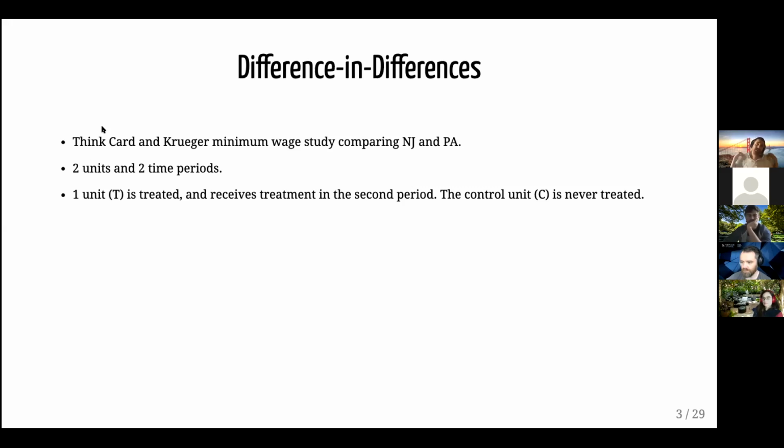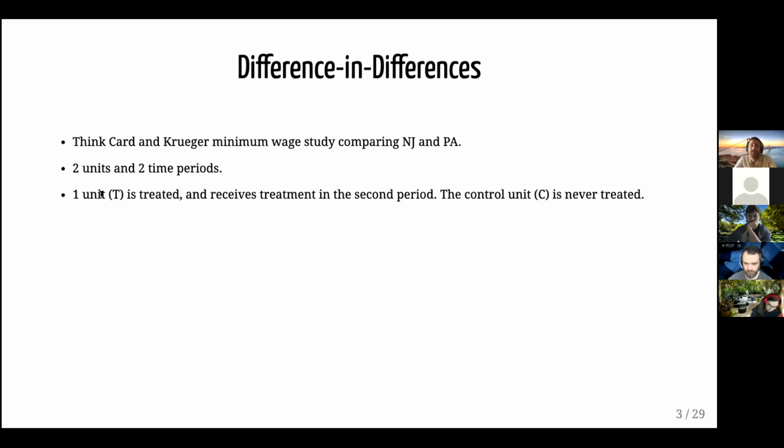So Card-Krueger did a study where they looked at one minimum wage change between New Jersey and Pennsylvania. They looked at fast food employment between the two states. So here there's 2 units, 2 time periods, right? So we have 2 states, New Jersey and Pennsylvania, before and after. I believe it was New Jersey passed a law raising the minimum wage. Pretty much you have 1 unit, which is a treated unit. This receives a treatment in the 2nd period. And there's a control unit that never gets treated, right?